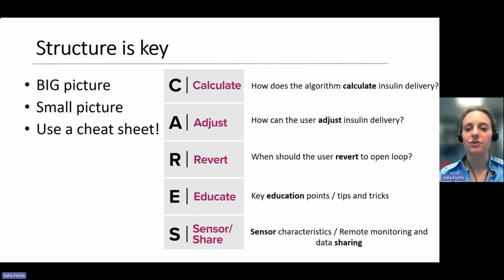R is for revert. So when should you revert to open loop? And also when does the system go into open loop? E is for educate, so key tips and tricks for each system, or the key education points, quirks for that particular closed loop system. And then S is for sensor and share. So what sensors does the system work with, and what are the remote monitoring and data sharing capabilities? And using that acronym, you can really quite quickly and easily work out the differences between the systems.